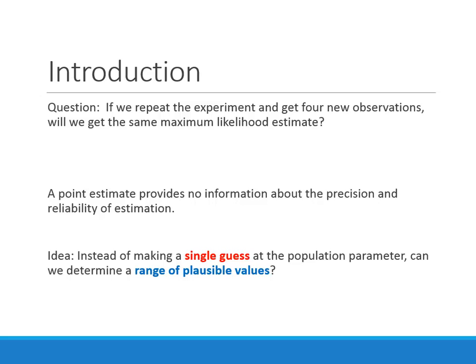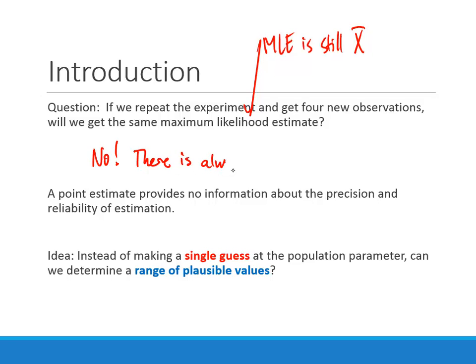So the MLE is still x bar. But if you do the experiment and find 4 new people, are you going to get the same sample mean from your sample? Probably not, right? Chances are that you will not. And that is, again, because there's always variability in doing an experiment.